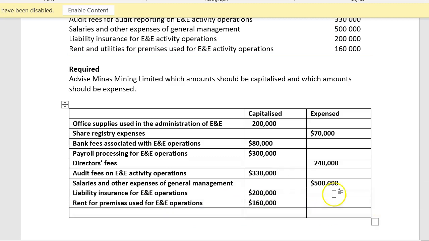All right. There you go, guys. So that's question number 5. So that's it for our revision questions.